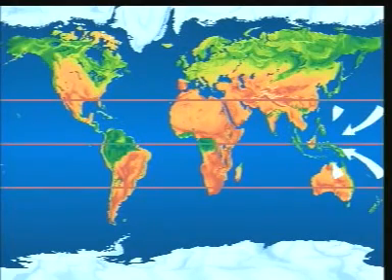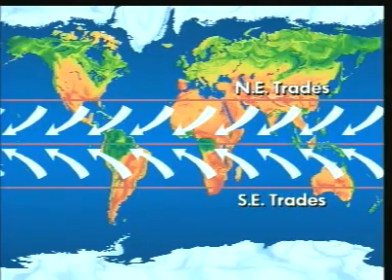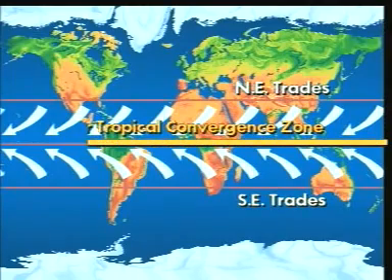Air moving from the horse latitudes towards the equator produces steady winds called trade winds. They were so named because sailors could rely on them to speed them on to the West Indies for trade. The low-pressure zone around the equator where the winds meet is called the Intertropical Convergence Zone or Equatorial Trough.